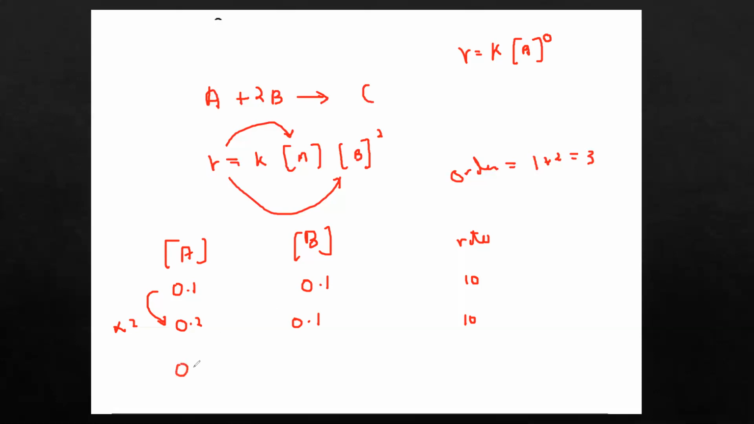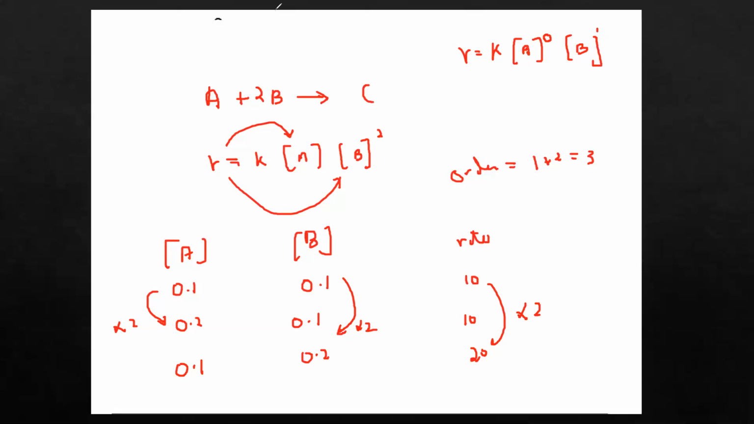And if we keep A at 0.1 and double the concentration of B, the rate is also doubled, it becomes 20. So we double B, and the rate is also doubled. So it shows it is first order with respect to B. So the actual rate equation should have A raised to power 0 and B raised to power 1.